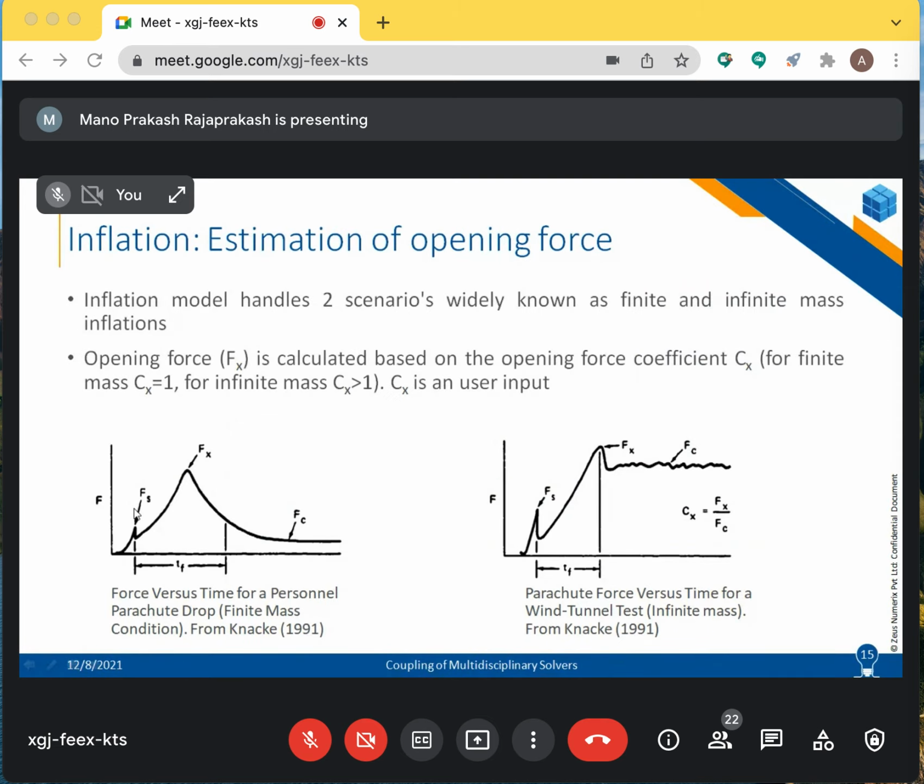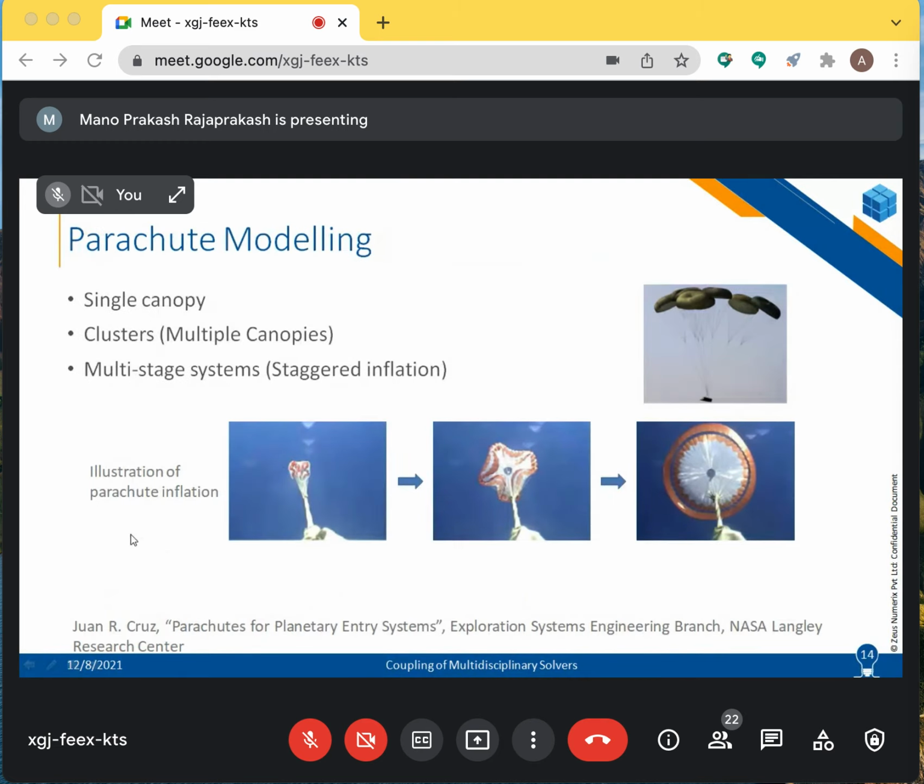Say for example, let me just quickly show what inflation modeling probably is. Then we will see how the decision is taken. This image shows an illustration of a parachute inflation. The parachute comes from a bag. The bag gets split open, and the parachute comes out of the bag. It's just ready to start inflating. This can be considered around 50% of the inflation.